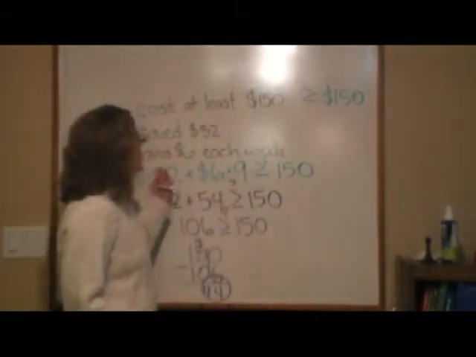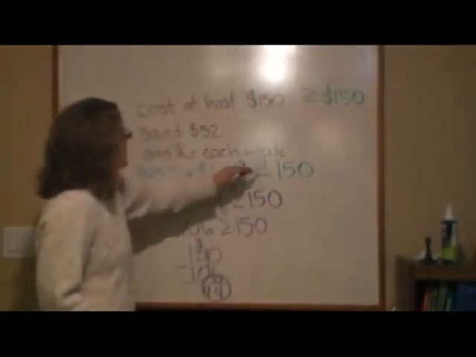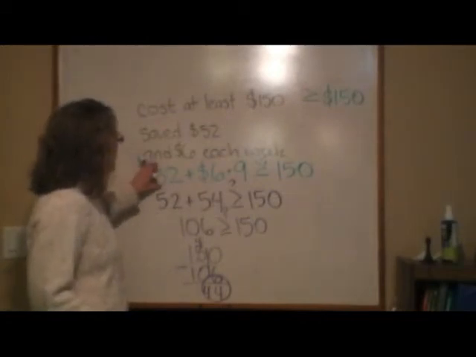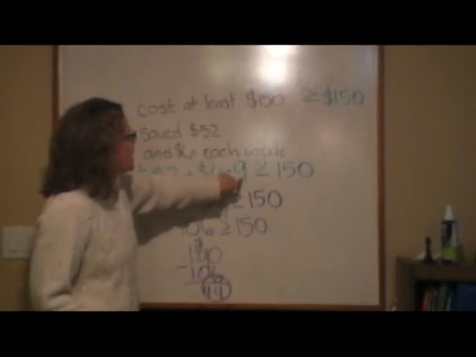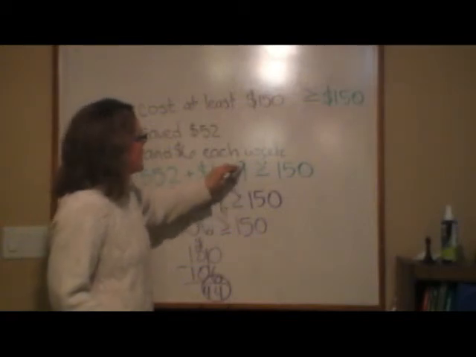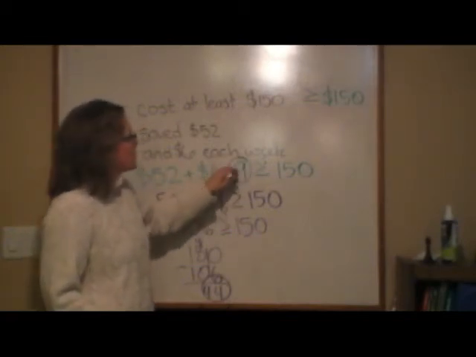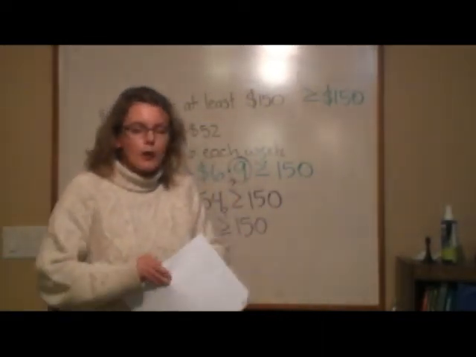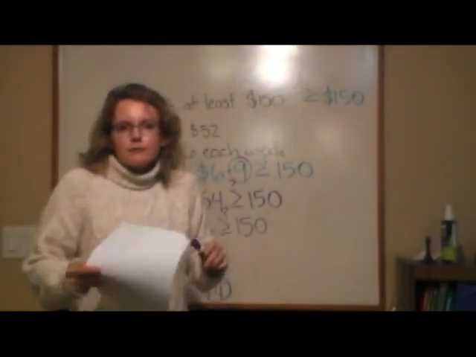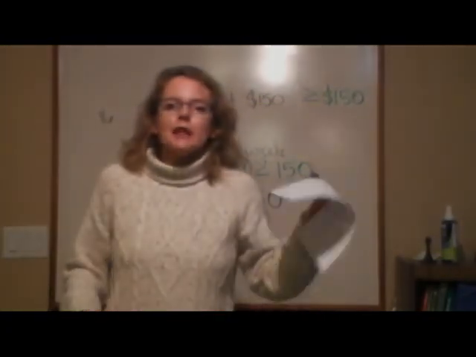So what I really wanted you to see is how we made this equation when she starts with the $52 and then we add $6 times however many weeks we have. And in this case it was 9, but we could also put in 10 and we could figure out when she would have enough money for her trip. So just chalk that one up for experience. Have a great day.